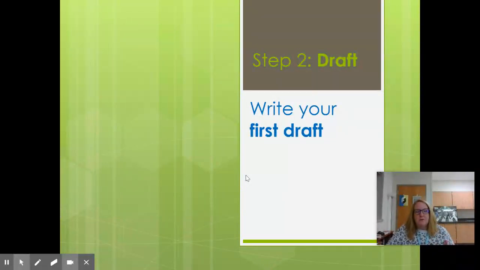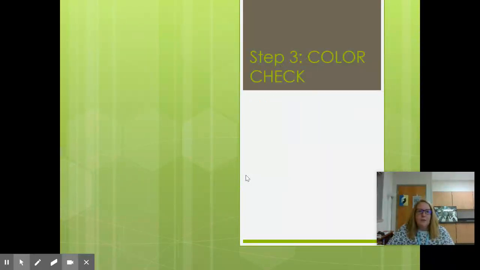One draft does not a strong essay make. You should be revising and editing, and those are two different things. Revising is looking at the content of your essay, and editing is looking at grammar and mechanics and those types of things. Okay, so you're going to go through a color checking process. And yes, it's time consuming, but again, you will see things. That's why I'm giving you a specific process to go through, because you probably haven't gone through a process like this on your own before.